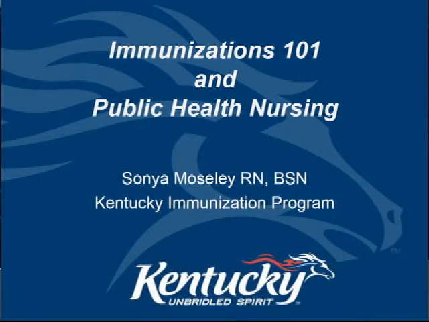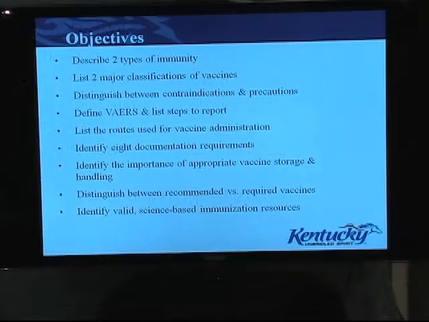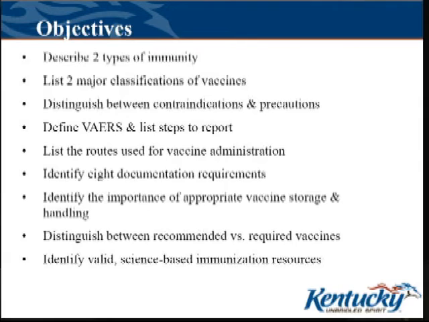Okay, the first thing that we're going to cover is I just want to review some of the objectives that we're going to be discussing. We're going to be talking about the different types of immunity, the different classifications of vaccines, the difference between contraindications and precautions. We're going to discuss VAERS and how to report into that system, the different routes used for vaccine administration, the different documentation requirements that you'll have, the importance of appropriate vaccine storage and handling. We're going to distinguish between recommended versus required vaccines, and then we're going to talk about some valid science-based immunization resources that I want you to have available to you.